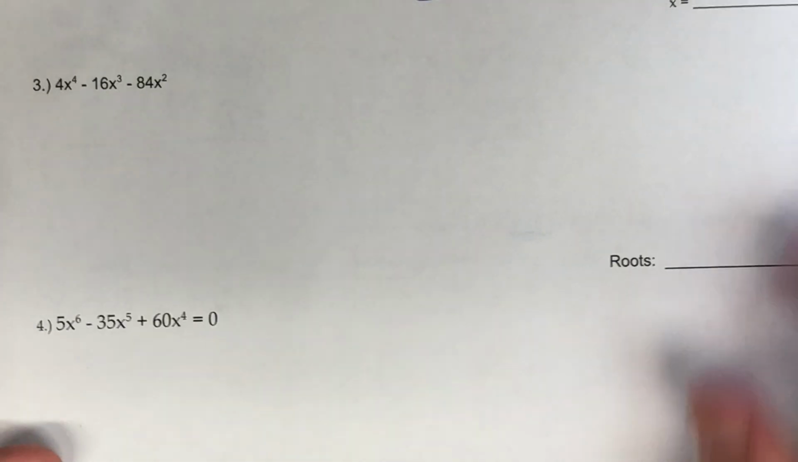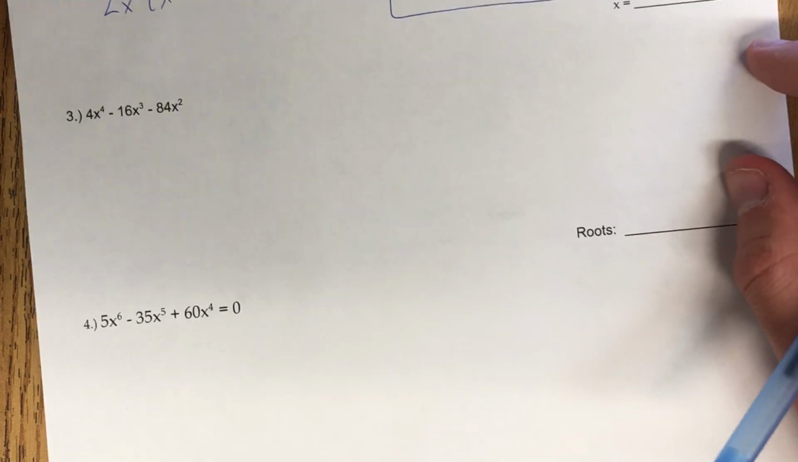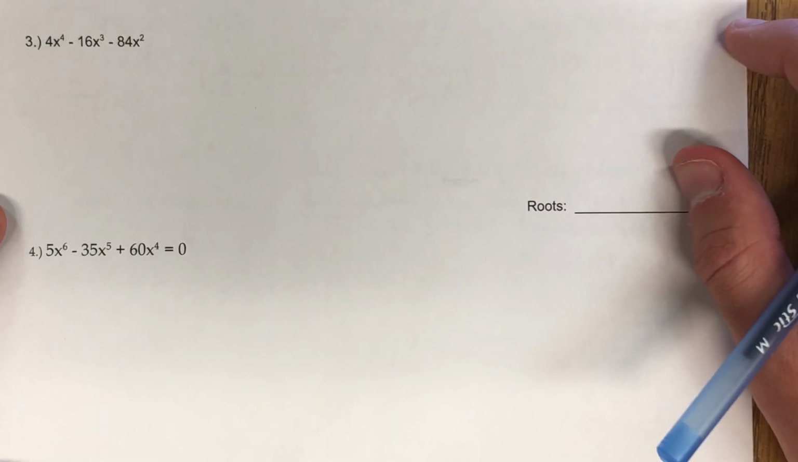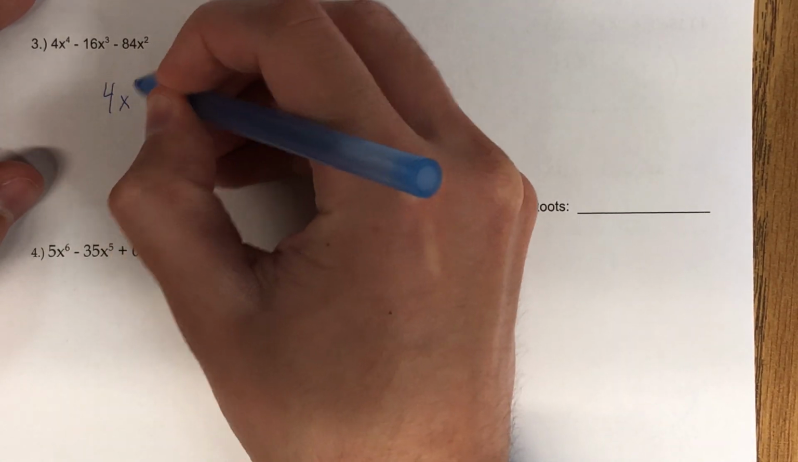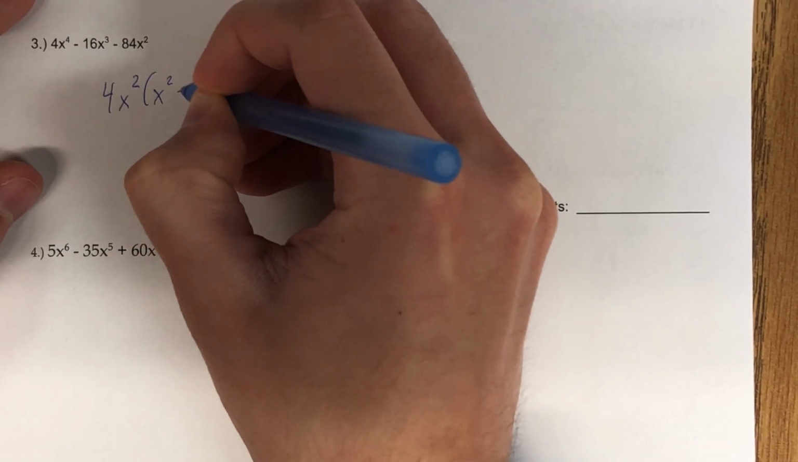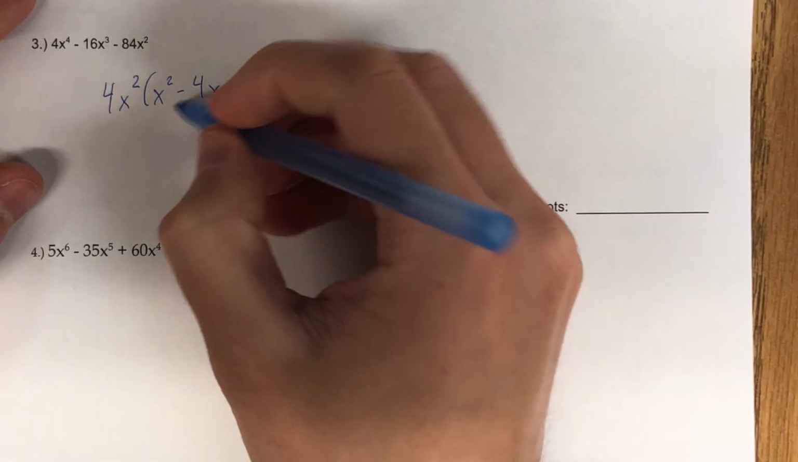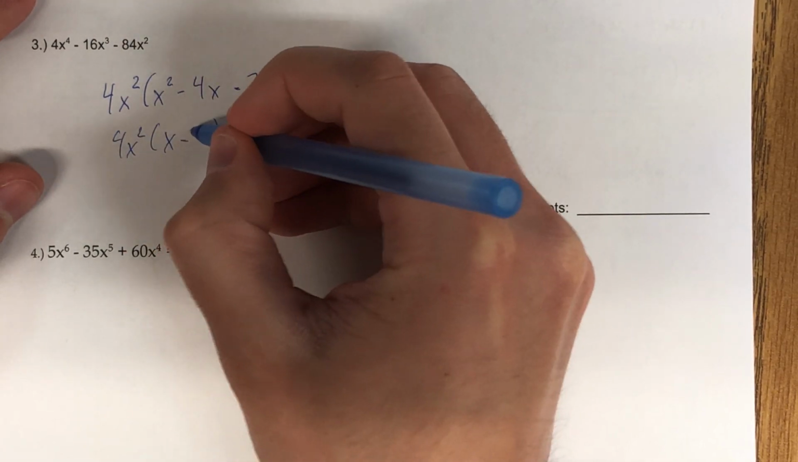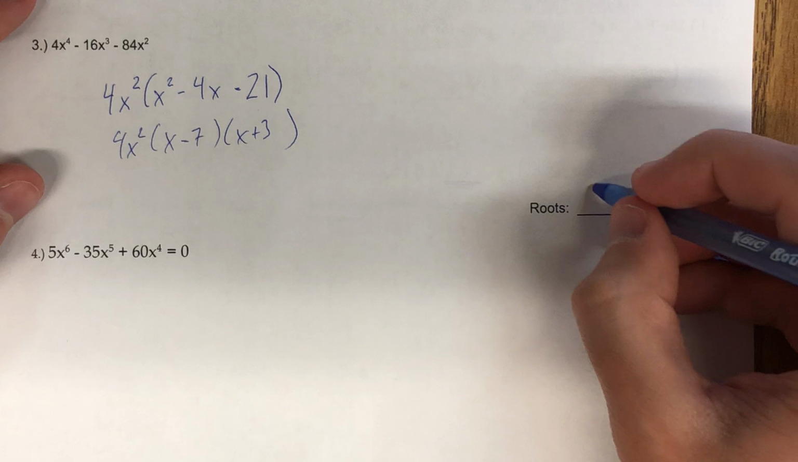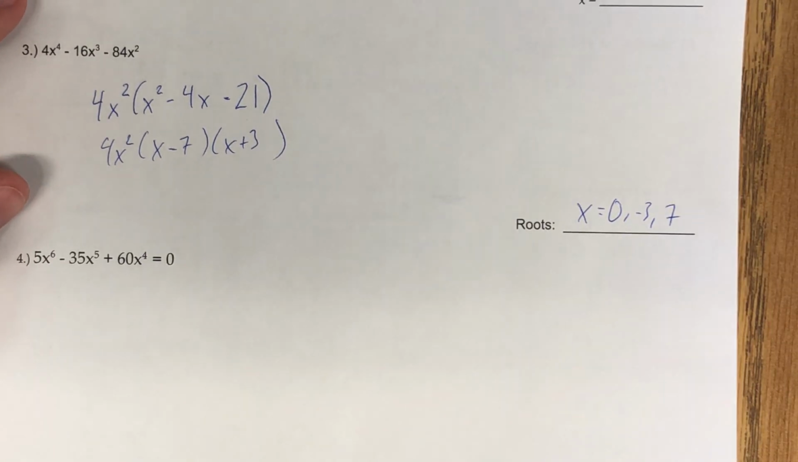Okay, 2 more. This is your last chance to check out and make sure you've got these correct. So give those a go. Pause it. Okay, we're back. 4x squared is my GCF, which leaves me with x squared minus 4x minus 21. Factor that into x minus 7, x plus 3, which gives me roots of 0, -3, and 7.